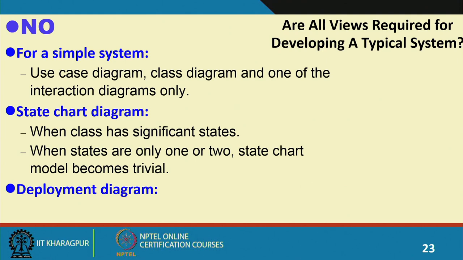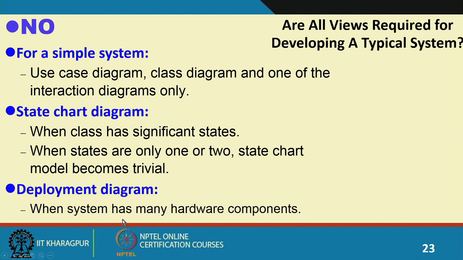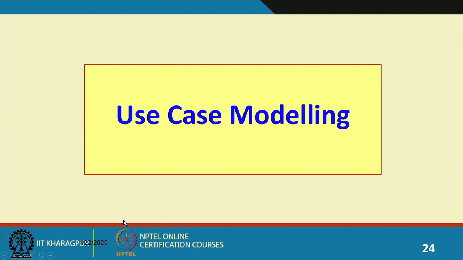We would need the deployment diagram when there are a number of hardware components in the system and the different parts of the software are installed on the different hardware. Let me repeat that. The deployment diagram is useful when our system has a number of hardware components and different parts of our program are deployed on different hardware components. So, we represent here which hardware component hosts which part of the code. So, when the system has many hardware components, we will use a deployment diagram.